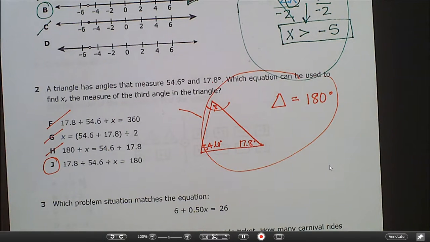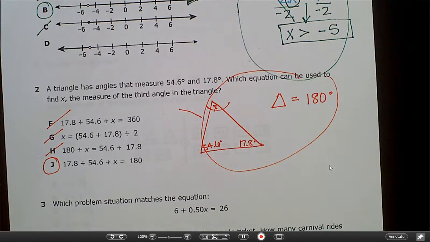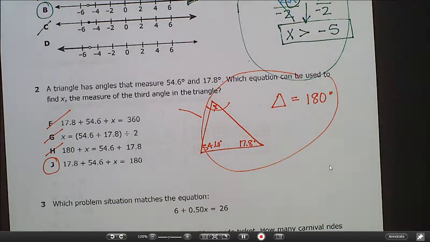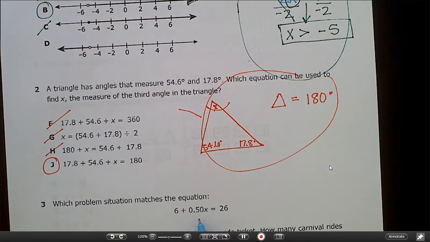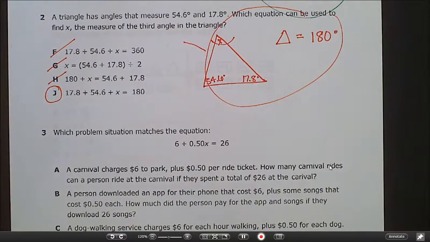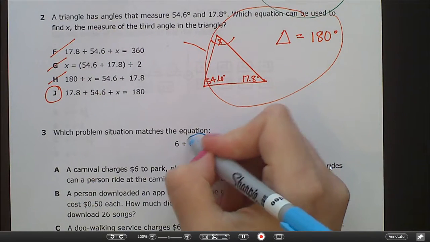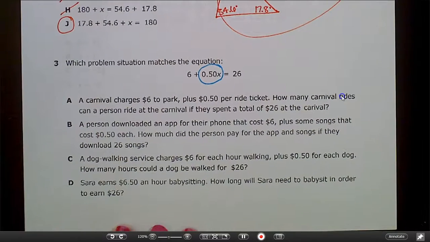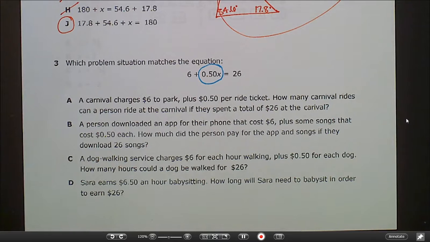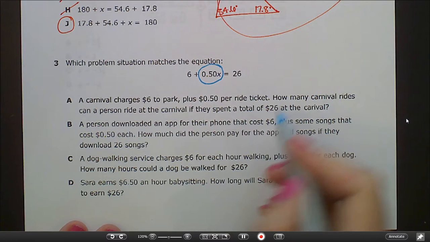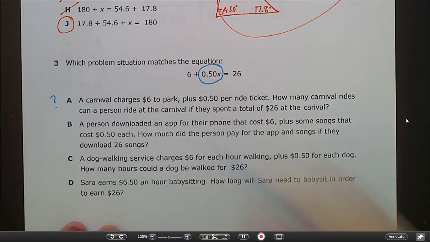Okay, number 3, which problem situation matches this equation? So we have 6 by itself plus, this looks like maybe 50 cents or 0.5 per something because the 50 cents is next to X, equals a total of 26 something. Okay, so A says a carnival charges $6 to park, so that's $6 by itself plus 50 cents per ride ticket. And we know that we spent a total of $26, so that might be my answer. Let's come back to it.